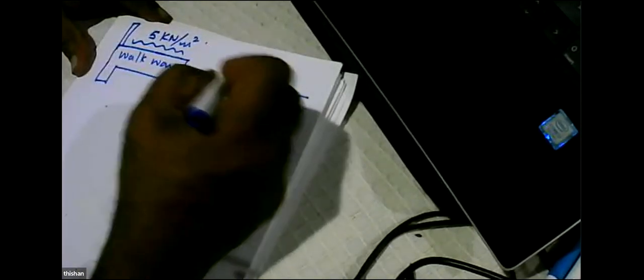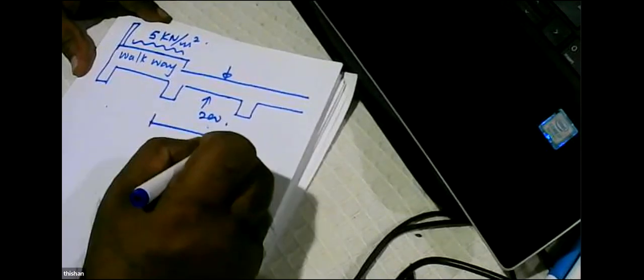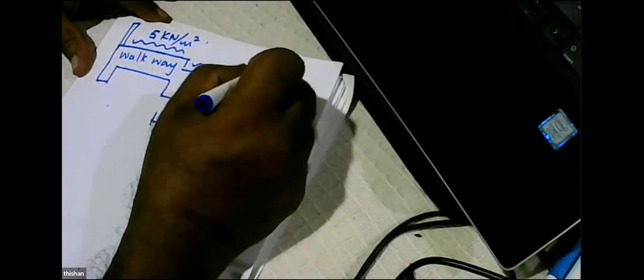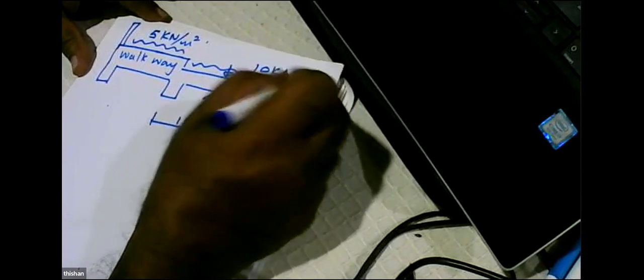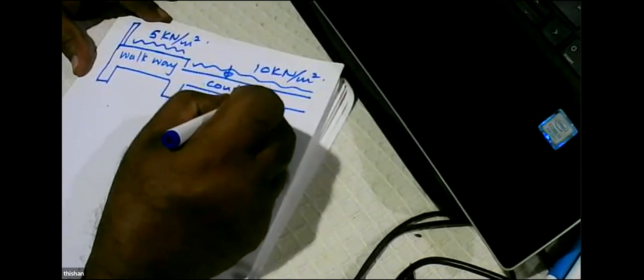and the handrail will come here, and this area is subjected to 5 kilonewtons per meter squared. And this is the area where the slab is 200, and these beams are at 1.5 meters. And these are subjected to about 10 kilonewtons per meter squared. But in those areas, this slab is continuous. This slab can be made continuous in those areas.